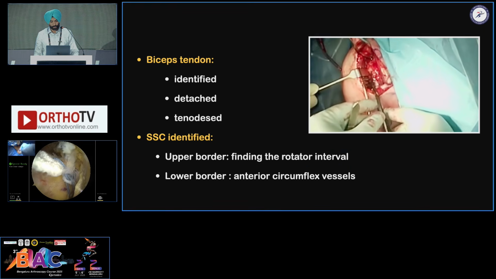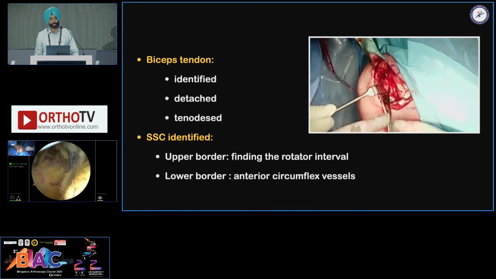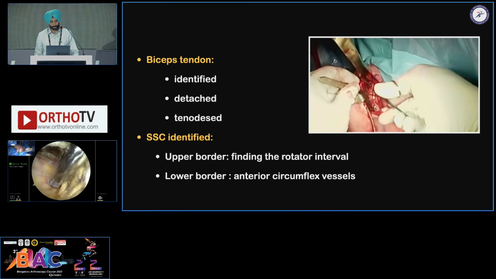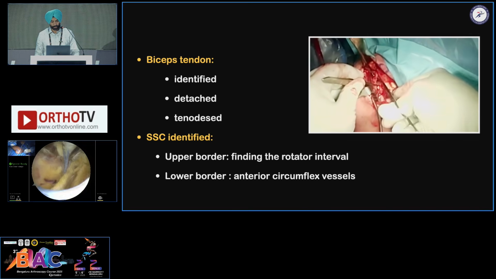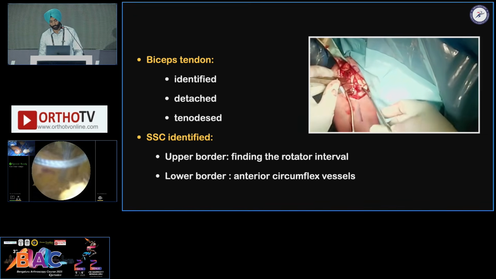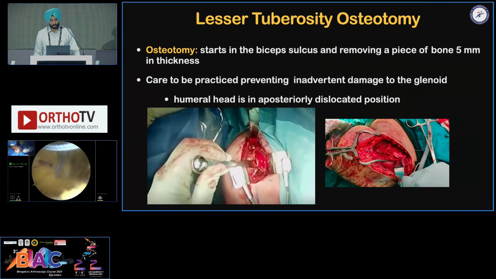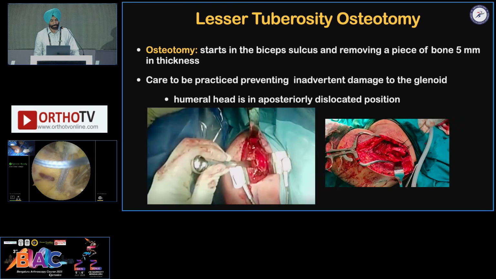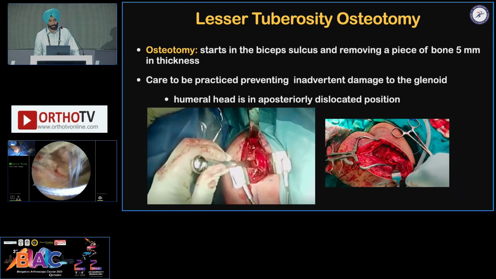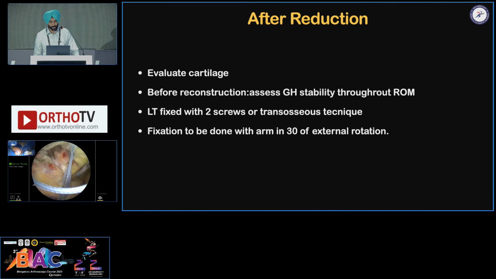We have to isolate the biceps tendon, identify it, detach it, and then tenodese it to the pec major tendon. Subscap has to be identified from the rotator interval superiorly and inferiorly from the anterior circumflex vessels. Lesser tuberosity osteotomy starts at the biceps sulcus, and we have to be careful that we don't damage the glenoid while doing the osteotomy.